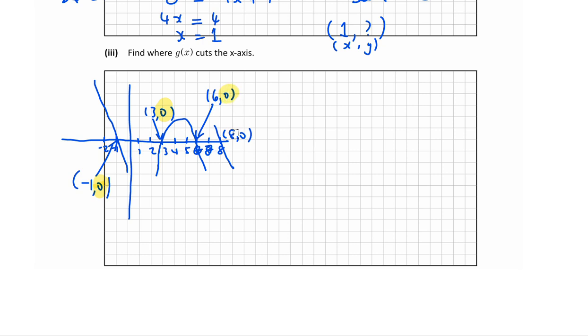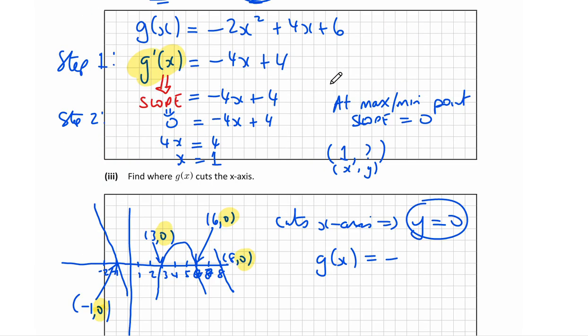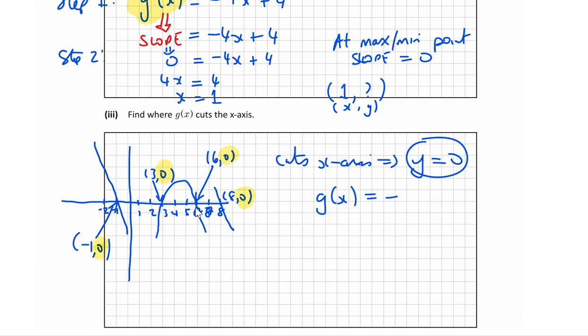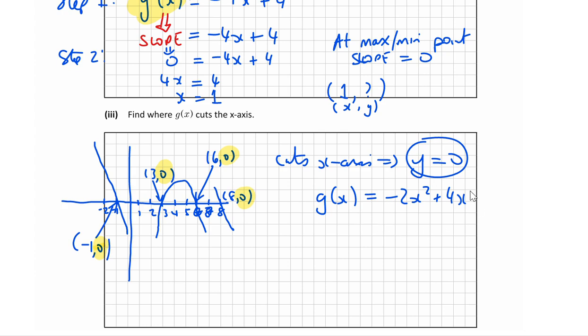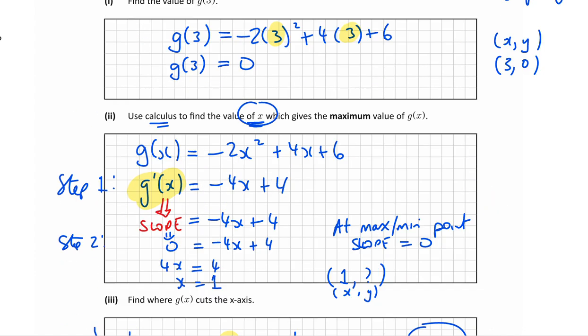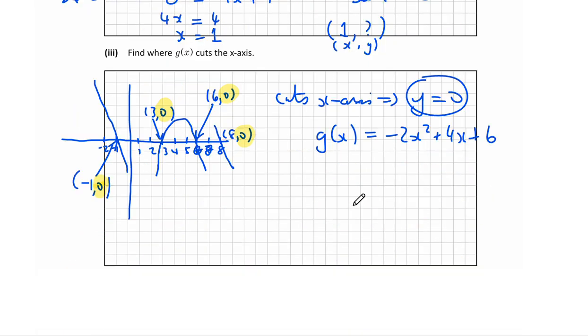And of course you don't have to replicate this in an exam. All you have to do in the exam is say: cuts the x-axis, that means the value of y is 0. Okay, so what we're going to do now, remember this, g of x is minus 2x squared plus 4x plus 6. Just double check that again. Minus 2x squared plus 4x plus 6.